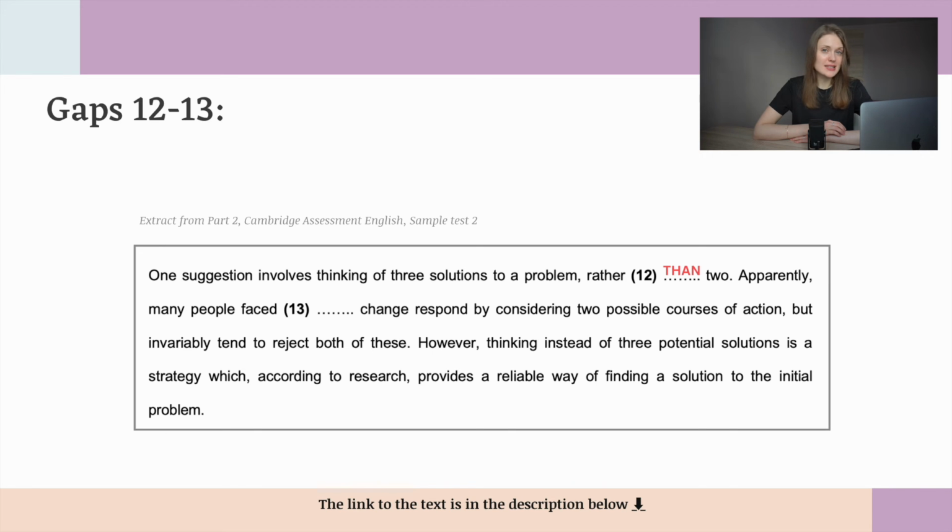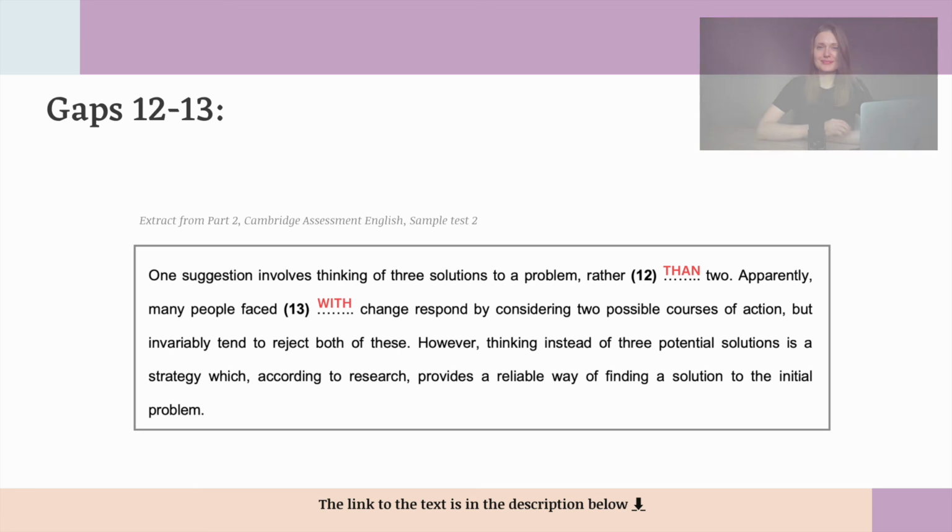If you read the sentence carefully, you'll see that it contains a past participle of the transitive verb phase, which provides additional information about people. It has a passive meaning, which means that it needs a preposition with. Here we go. Apparently, many people faced with change respond by considering 2 possible courses of action, but invariably tend to reject both of these.